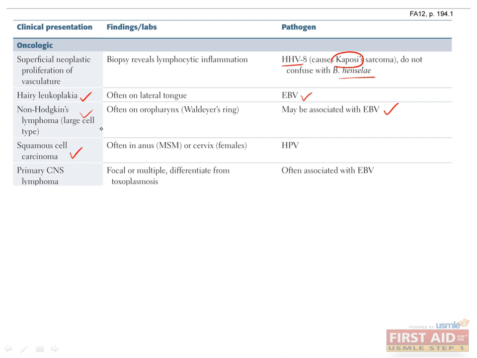Squamous cell carcinoma, found in the anus of men who have sex with men, or in the cervix in women, is caused by HPV. Finally, primary CNS lymphoma is often also associated with EBV. Make sure you distinguish it from toxoplasmosis, which can have the same ring-enhancing sort of appearance on imaging.